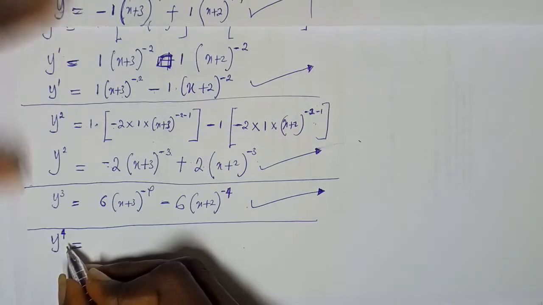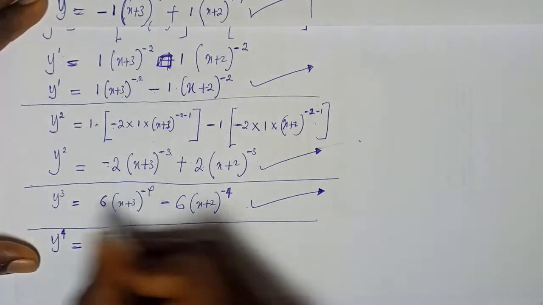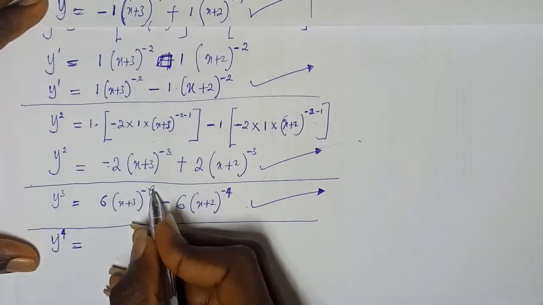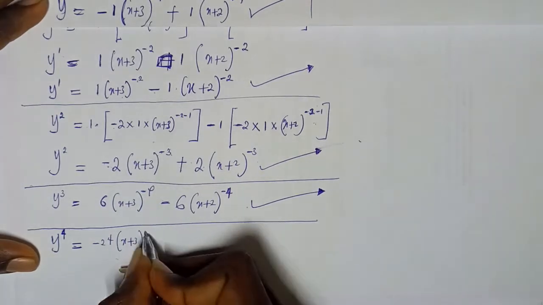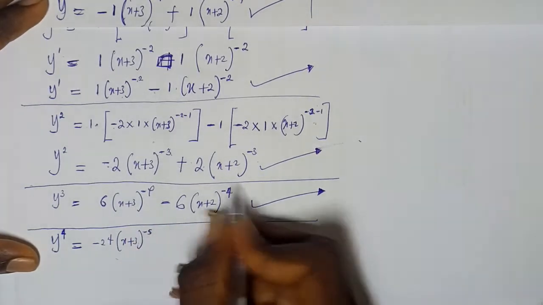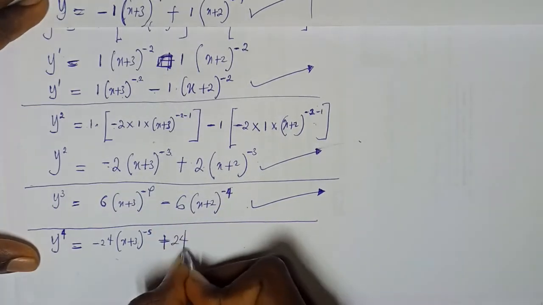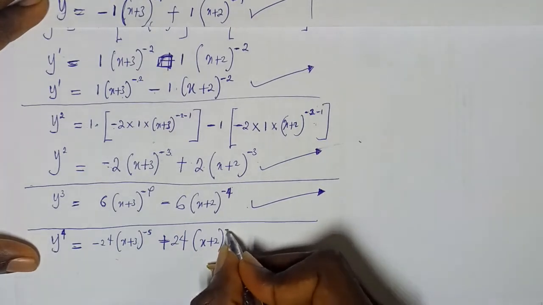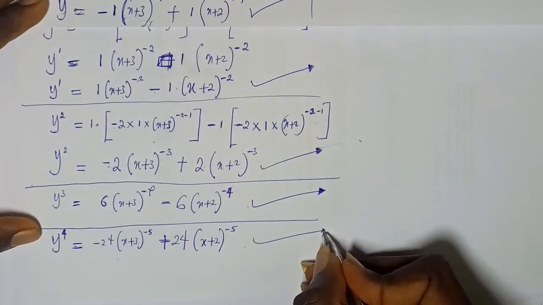Now the next thing to do here is that we have to differentiate this third derivative, giving us minus 24, right? Minus 4 times 6, that's minus 24. Then x plus 3 raised to the power of, subtract 1, that's minus 5. Again, minus 4 times minus 6, that's plus 24. Then I have x plus 2, all raised to the power of negative 5. So this gives the result for the fourth derivative.